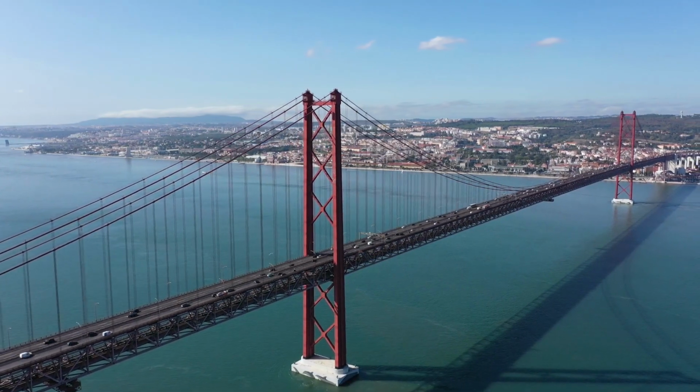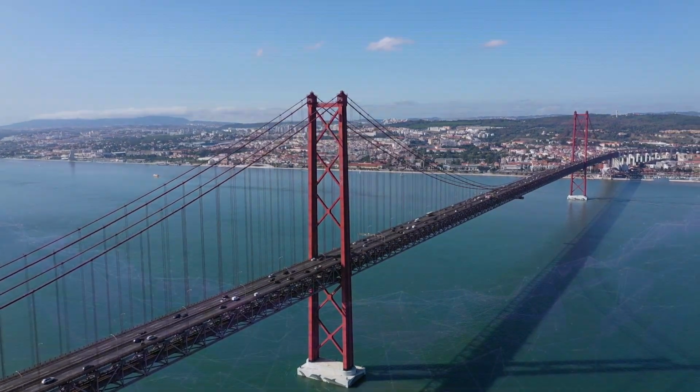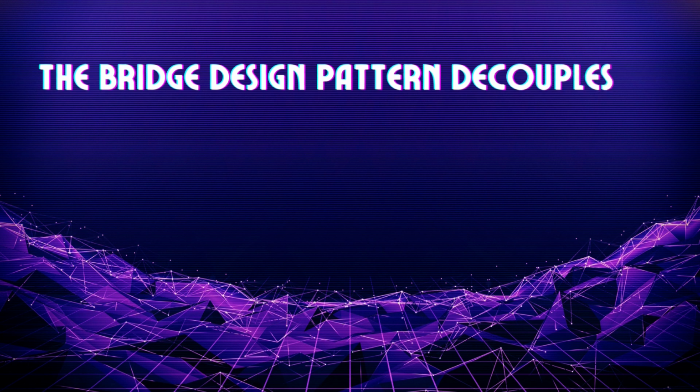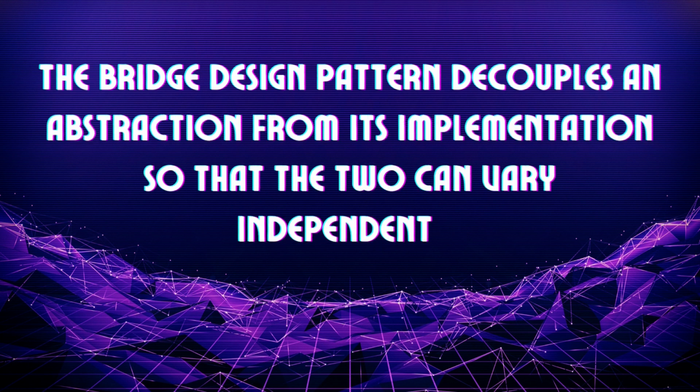Today, I'm going to show you how to implement the bridge design pattern in C#. Now, the bridge pattern is a structural design pattern that decouples an abstraction from its implementation so that the two can vary independently. The bridge pattern is especially useful to simplify inheritance structures, making them more flexible and adaptable.